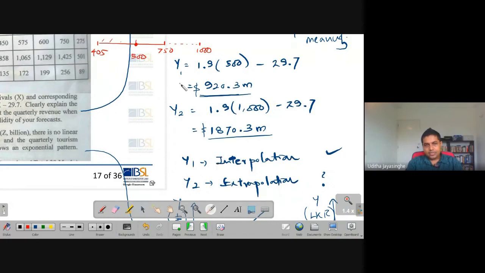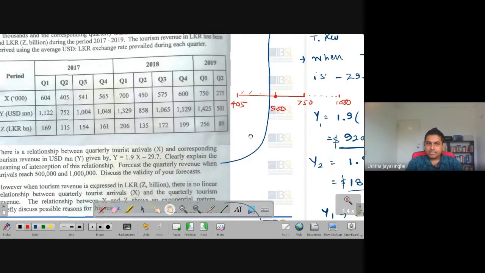As in this y1 value, this y1 value is being calculated for an x variable which is in between the range of values that we use to build this model. But the second point, this y2 value, this 1870, is being calculated by using an x variable value which is not in the range of values that we used for this model building. See, it's 1000 over here. Do you see 1000 anywhere in this x variable?